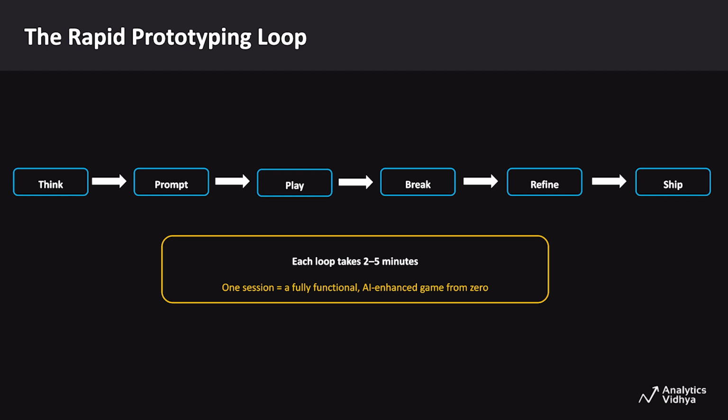We think about the feature, write a prompt, play with the result, break or test it, refine it, and then ship a better version. The key idea is that this loop is fast. Instead of trying to make everything perfect in one go, we improve the game step by step.